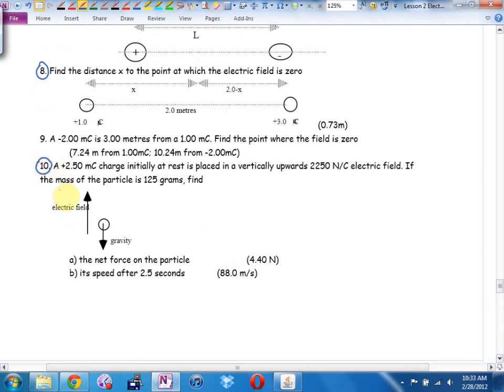Number 10. So in number 10, we have a charge that's placed in an electric field. I told you the mass. Find the net force. I think gravity down, electric force up. Winner minus loser. And then once you find the net force, you should be able to also then find the acceleration and find the final. Nice combination of stuff we've done in the past.